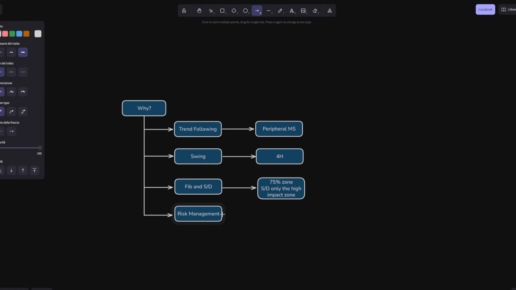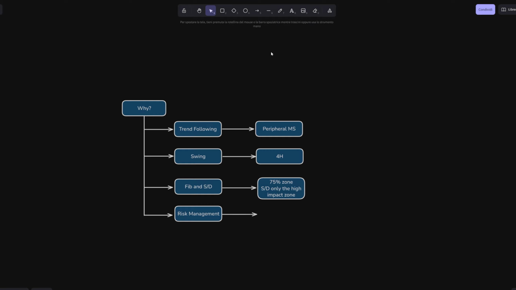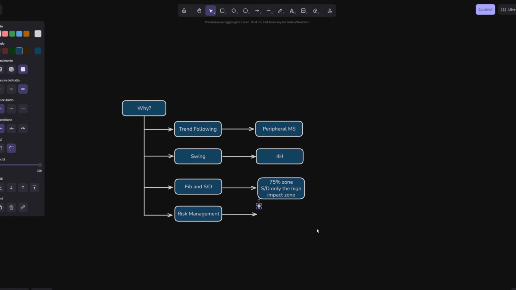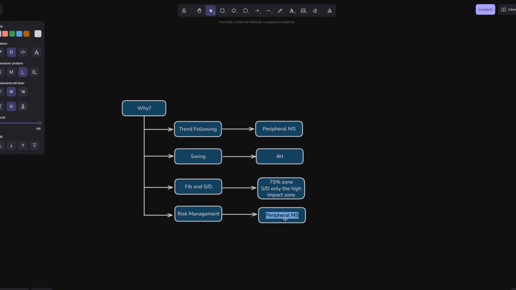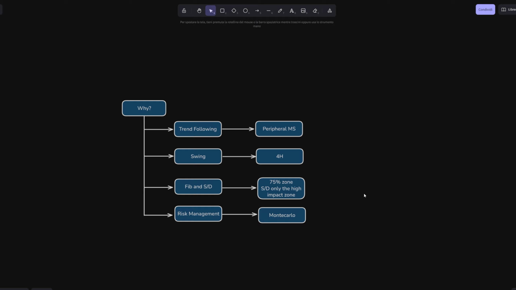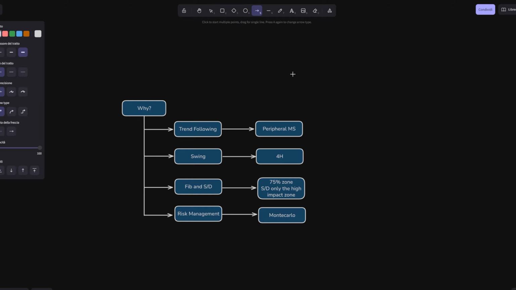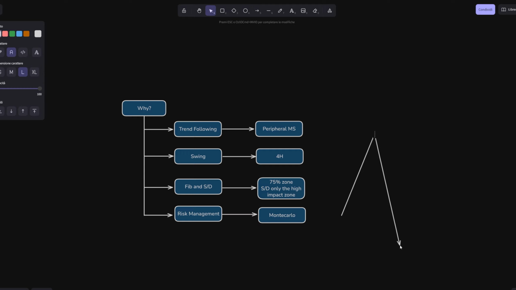For the risk management, I will use a Monte Carlo simulation whenever I finish the backtest, to calculate how much risk I need to take per trade, so that I don't go into a 10% drawdown and lose my account in a prop firm challenge.